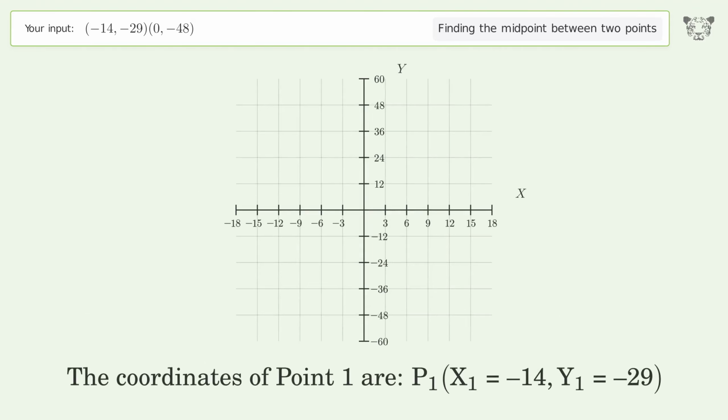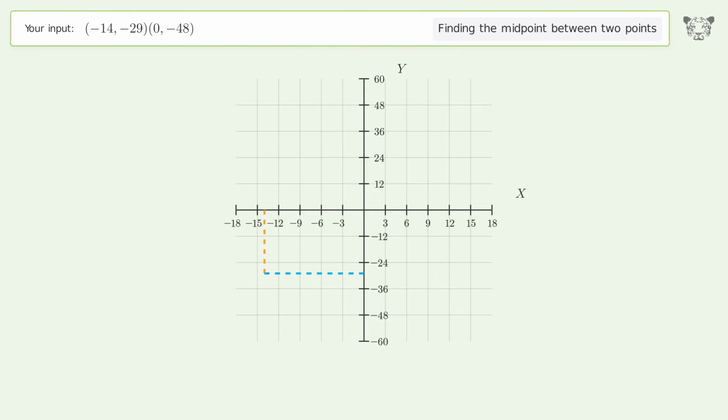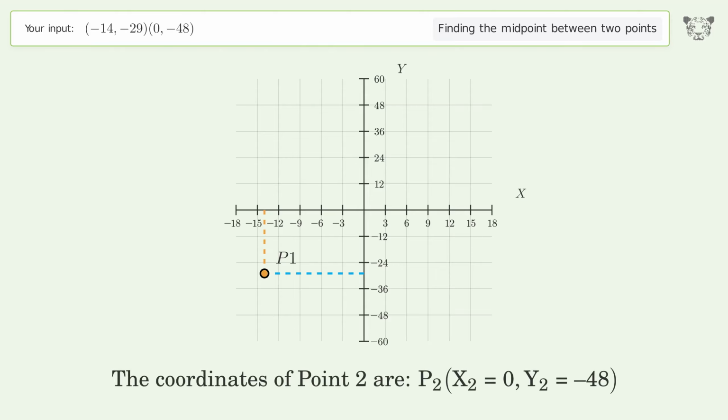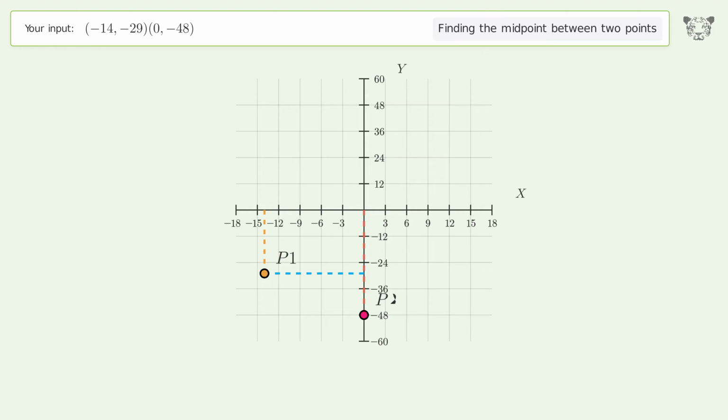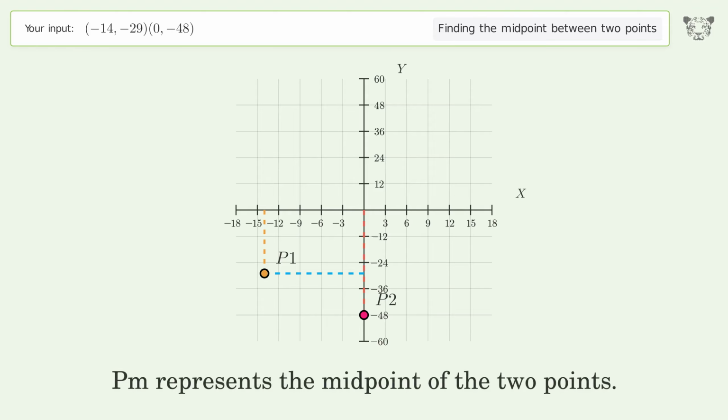The coordinates of point 1 are, x1 equals -14, y1 equals -29. The coordinates of point 2 are, x2 equals 0, y2 equals -48. PM represents the midpoint of the 2 points.